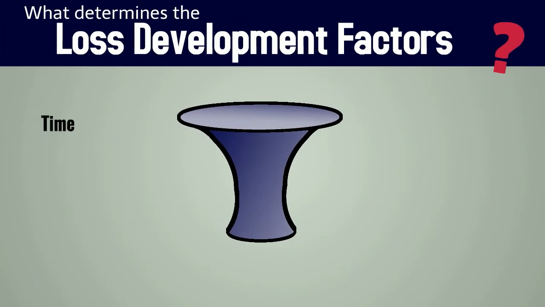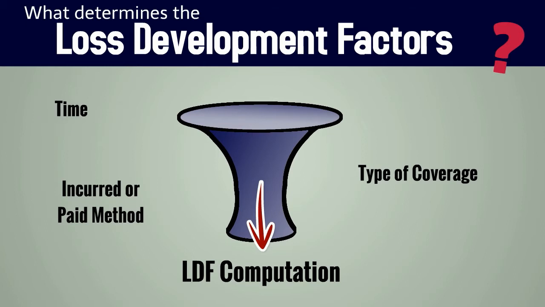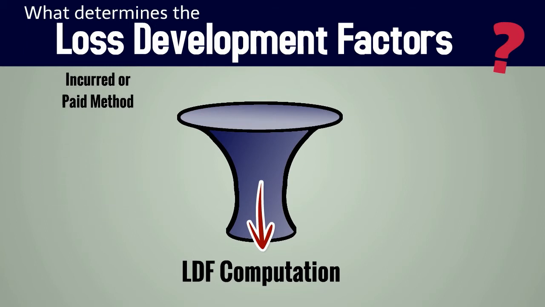Loss development factors are computed based on time, type of coverage, and incurred or paid method, where time is the length of time from the start of the policy period to the date on which the losses are evaluated for that policy period. Type of coverage would be workers' compensation or automobile liability or some other line of coverage. And incurred or paid are two methods that an actuary uses to compute loss development factors, which will be covered later in this video.